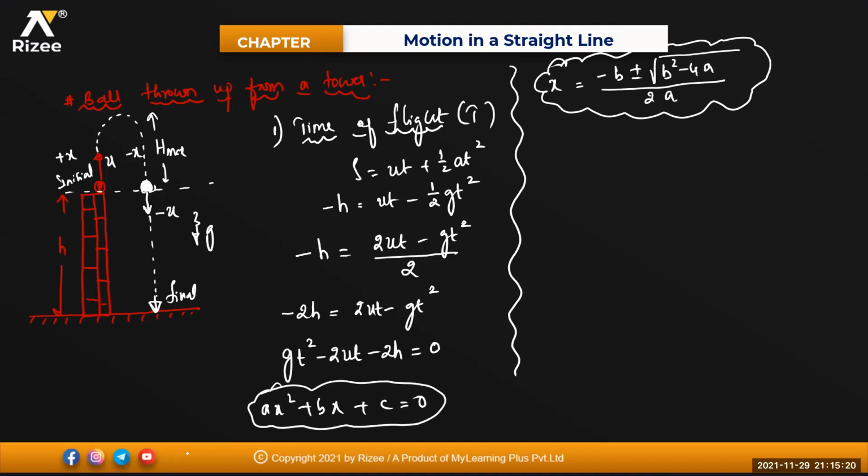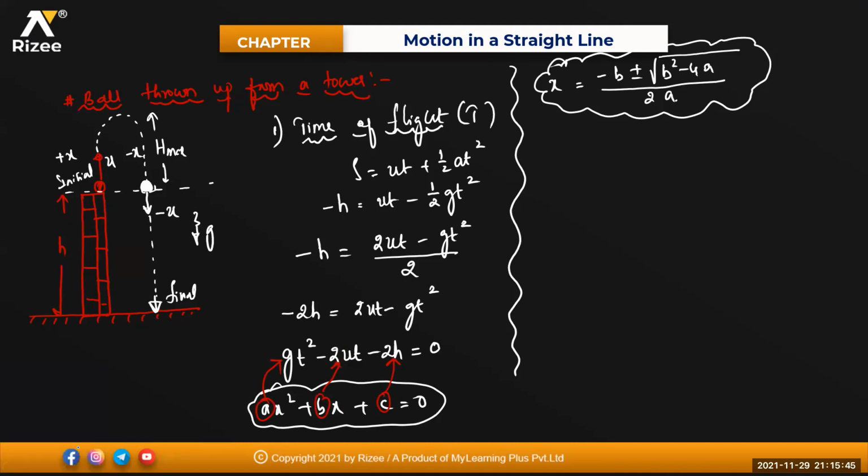Compare with this one. So see what is the value of a. A value is equal to g. B value will be equal to how much? Can anyone tell me? 2u. And C value will be equal to how much? 2h. Clear? So if I substitute that value there, see how much I'm getting.